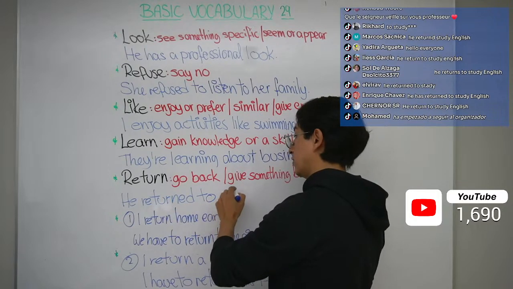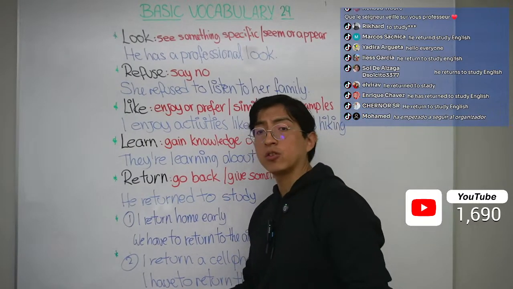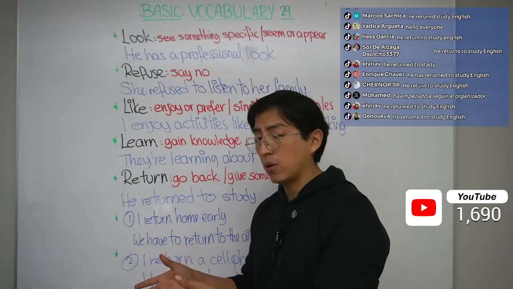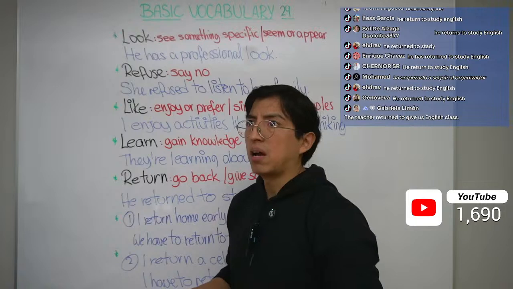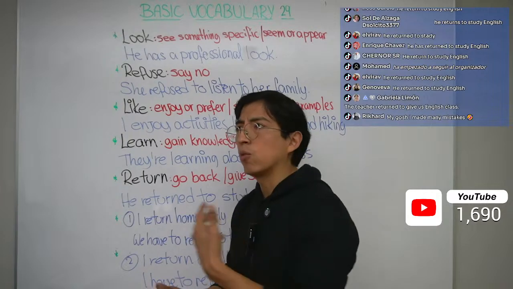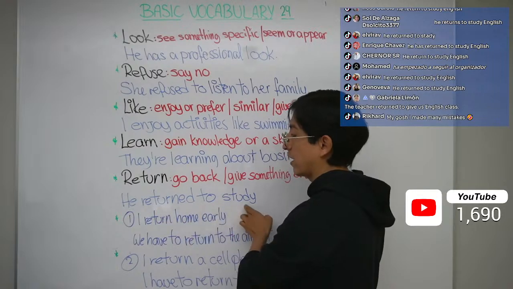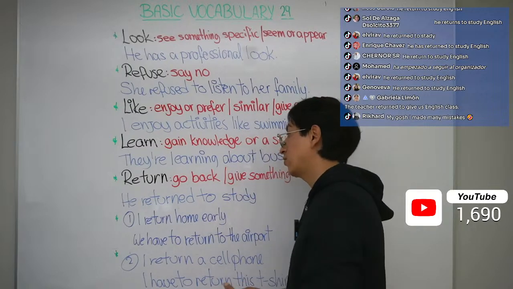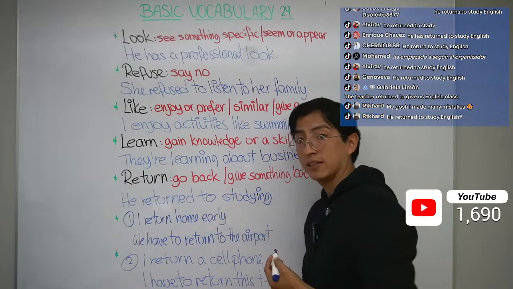Number one, you can say "study." When I say "he returned to study," it means that he was studying. Maybe he was at his desk, studying for his exam. I don't know, he went to the kitchen because he was hungry, he ate something, and then he went back. We say "he returned to study." Now, in this example, we mentioned "he returned to studying English."